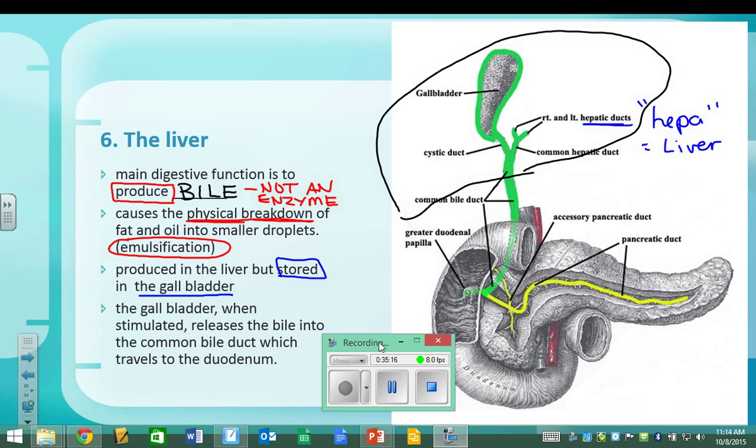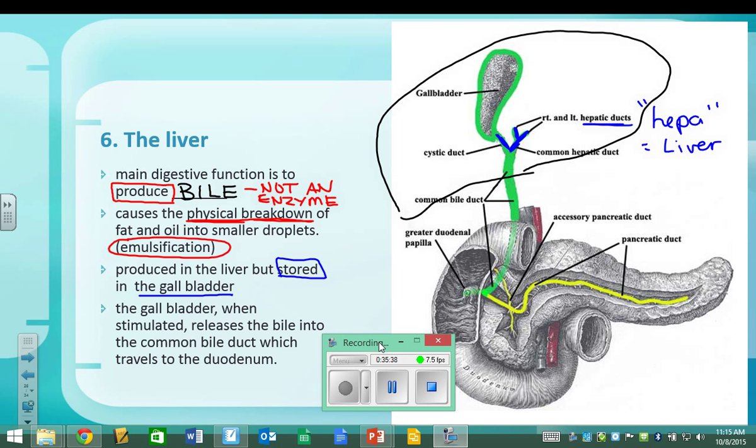So there are some ducts attached to your liver. There's also a duct attached to your gallbladder. So right up here, you can see the connection. Substances can move between your liver and your gallbladder. So the bile can be produced in your liver and move to your gallbladder.